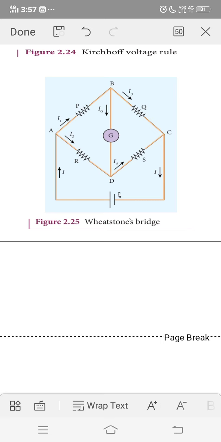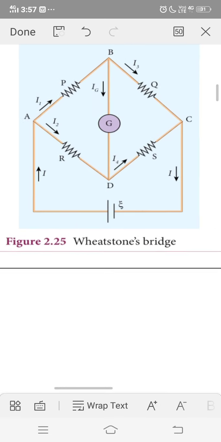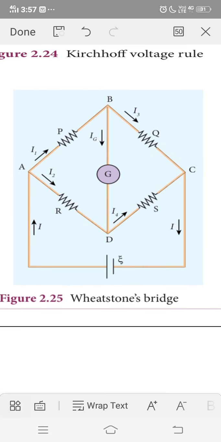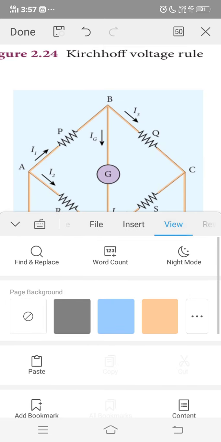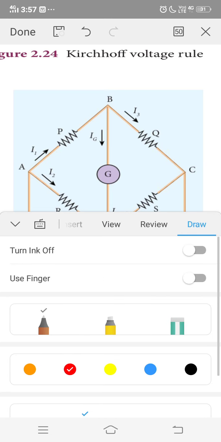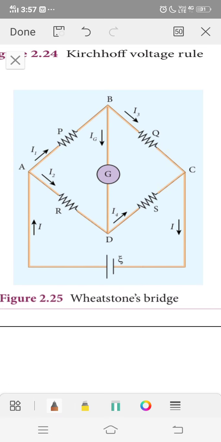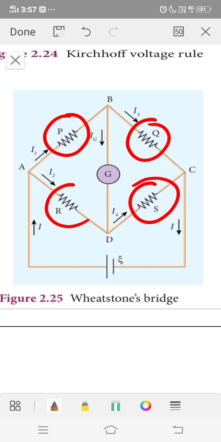Now we are going to apply the current rule and the voltage rule to this Wheatstone Bridge. Let's come to the point. Here, let's consider the circuit. In this circuit, I just drew it here. Let's consider the loop. Here are the points I consider. Here I am going to take four resistors P, Q, S, R.